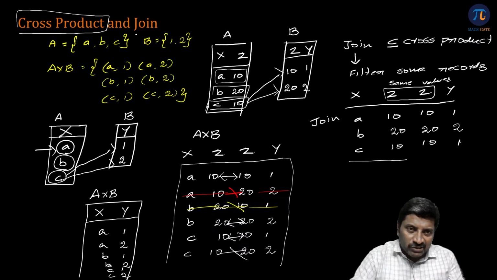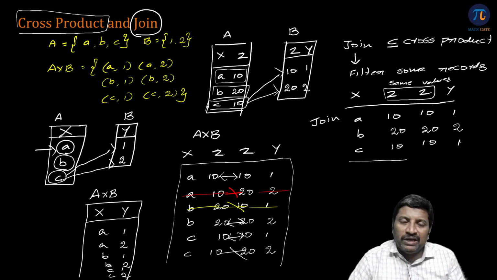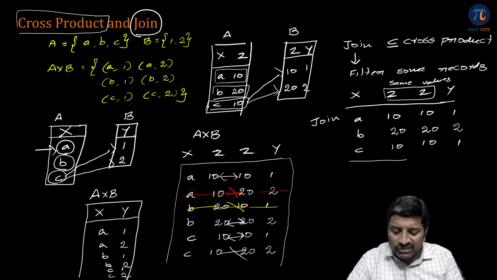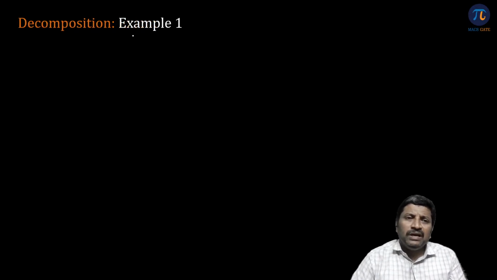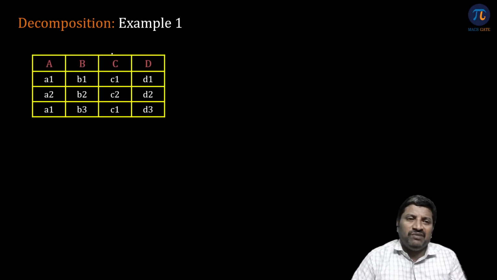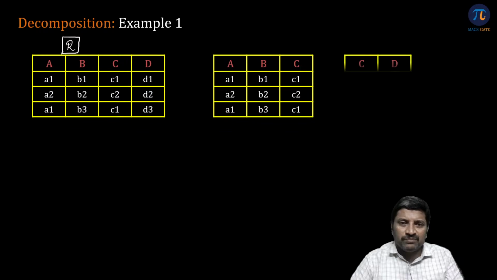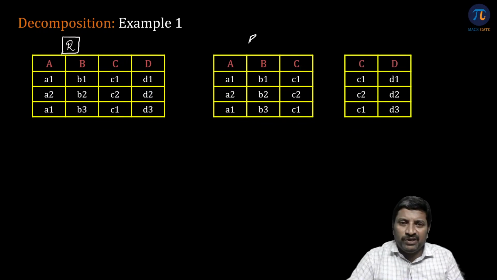Now I need the concept of join to discuss the first property, lossless. So I think we are ready to discuss the first property, lossless. Let us consider the decomposition. Suppose I have a relation R. Now let us decompose this table into two tables. These are the two tables. Assume this is my R1. This is my R2. In R1, I have considered the attributes A, B, C.